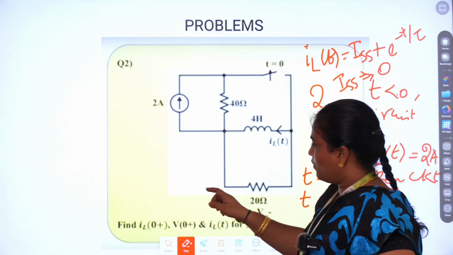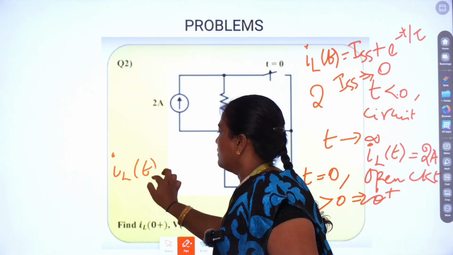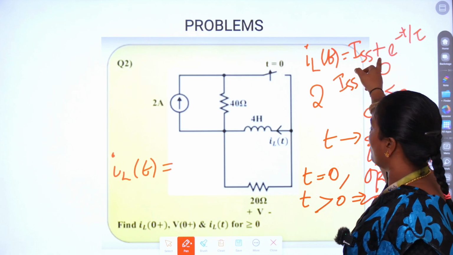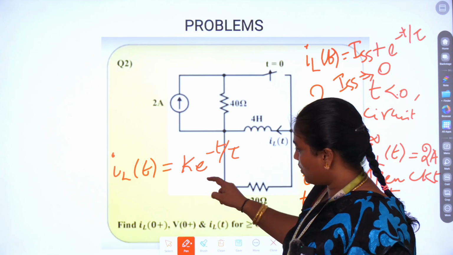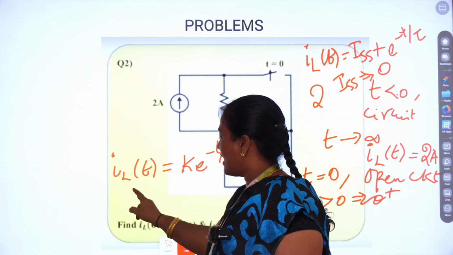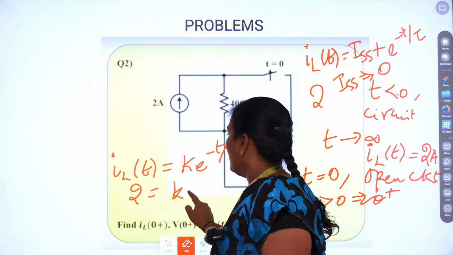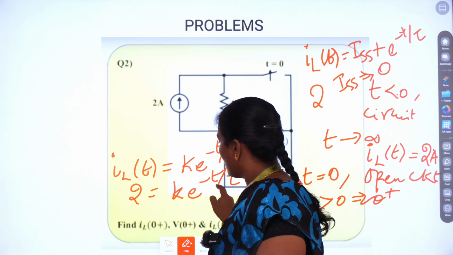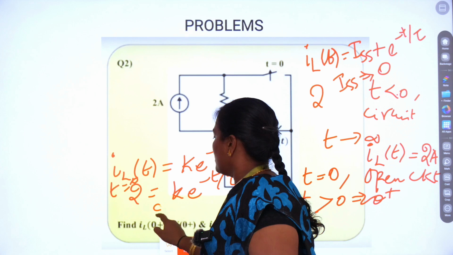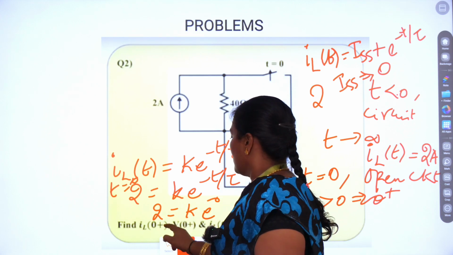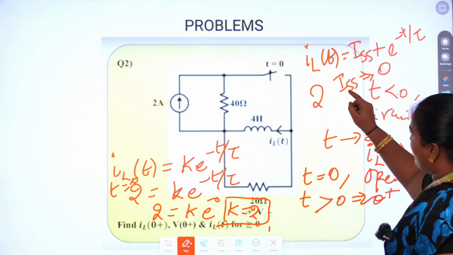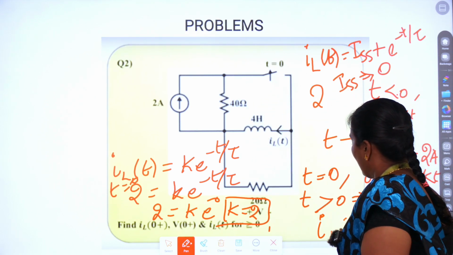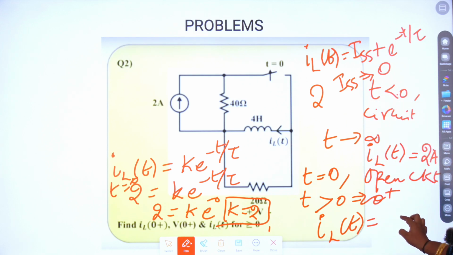So I can solve for tau here. IL of t will be equal to, since my ISS is 0, k into e power minus t divided by tau. How will I find the value of k? I know IL of t is 2, which is equal to k into e power minus t by tau. At time t equal to 0, this becomes 2 equal to k times e power 0. So the k value will be equal to 2. After I find the k value, I substitute it in IL of t. So IL of t will be equal to 2 times e power minus t by tau.